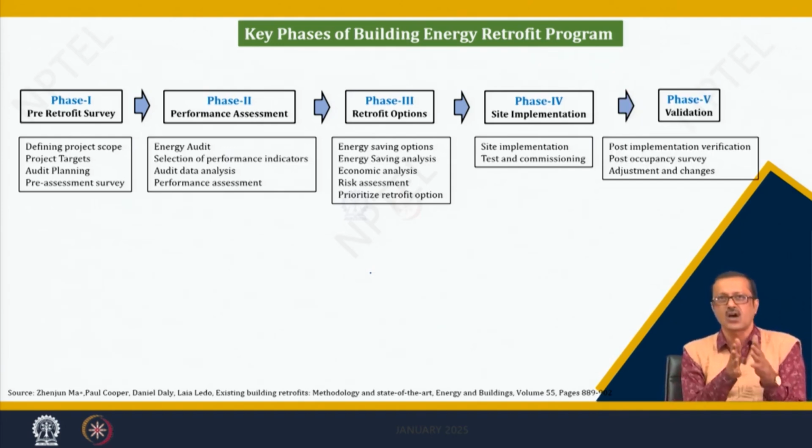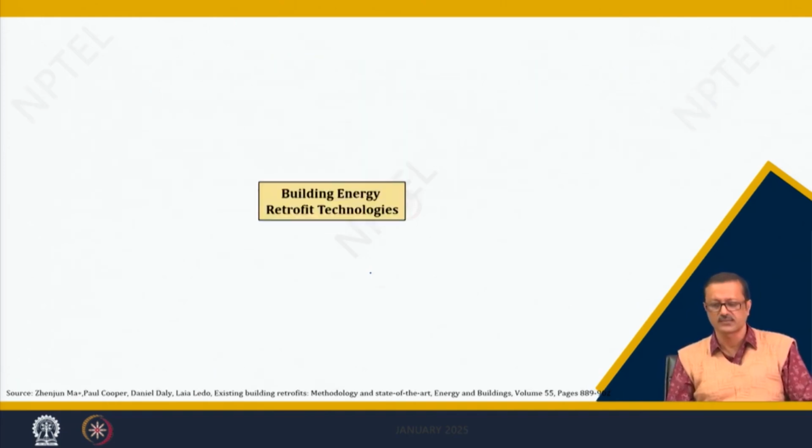Whatever we thought in phase number 3, we should get in phase number 5. We should validate that. A post occupancy survey is required, and post implementation verification of the energy consumption is also required. If it is not so, we do a little bit of change or adjustment. So, those are the different key phases of the energy retrofit.